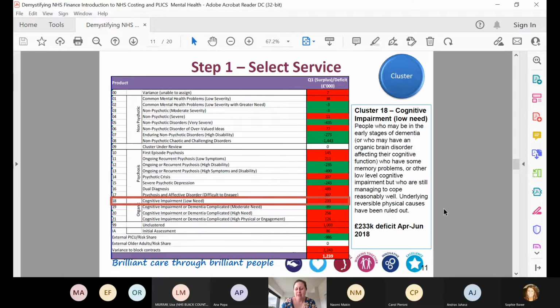So the first one that we picked to work with was because we had a couple of consultants who were really engaged in our older adult service, and it was relating to cluster 18. So those of you that know mental health clusters, this links into cognitive impairment. And this was about people who are in the early stages of dementia, and its focus is very much on the memory assessment pathway. Now, the point at which we pulled this, we had a £233,000 deficit in the first 3 months of the year. So projected to head towards about £1 million loss. So definitely something that we wanted to tackle.